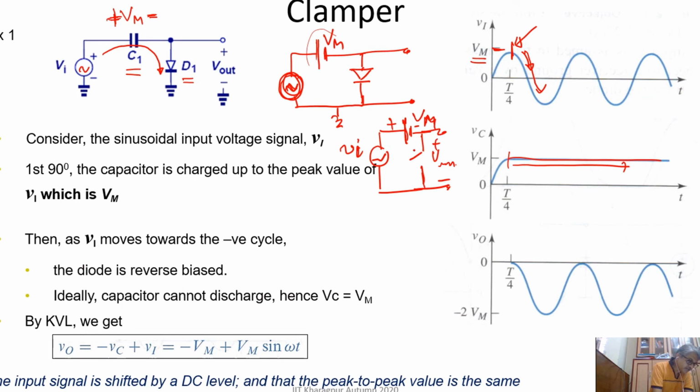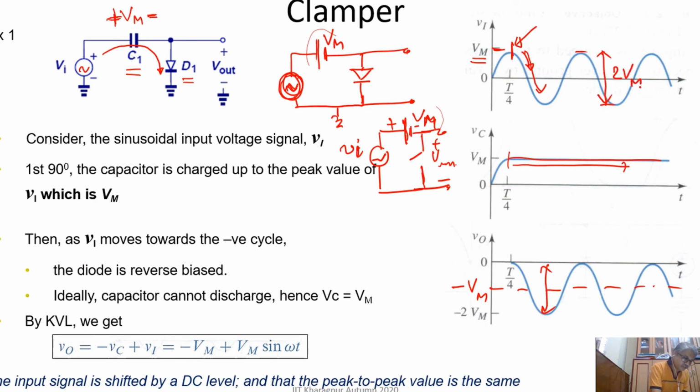This AC signal, the entire AC signal, will be at the output, but it will be shifted by minus Vm because of this polarity. So you see it is shifted here. This is minus Vm, although the peak to peak value, that is 2 Vm, will remain the same. This is 2 Vm, right?